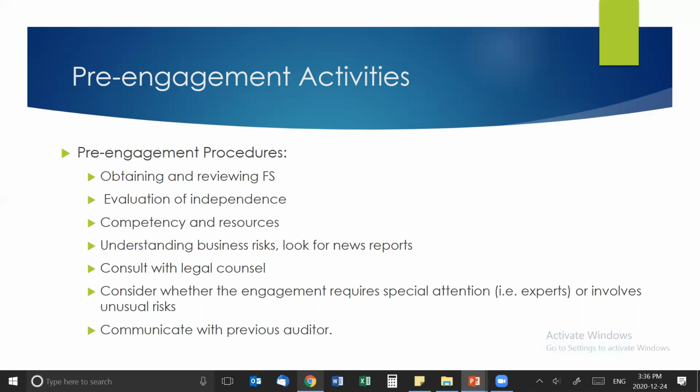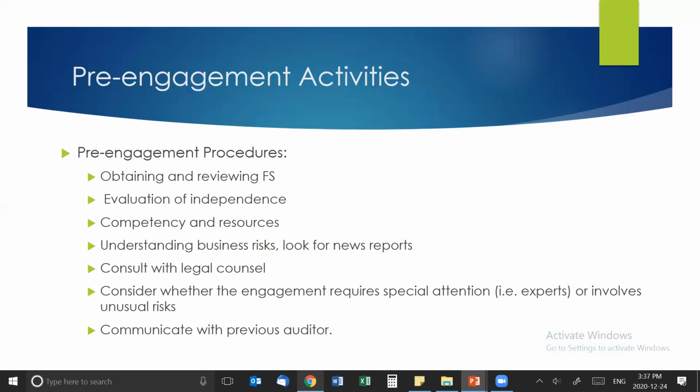You're also going to do an evaluation of independence. So we talked about independence in chapter 3. You're going to see if you or your staff, so all the people on this audit project, have an independence issue. So is there a self-review threat, self-interest, advocacy, familiarity, or intimidation threat? Are there any threats to independence that would lead you to not accept this audit client?